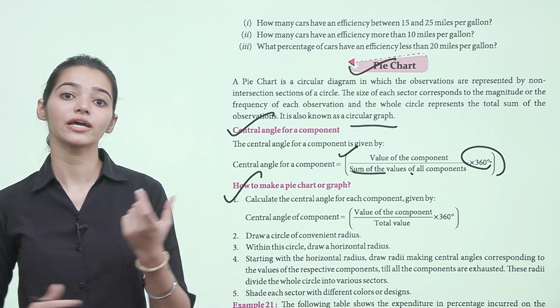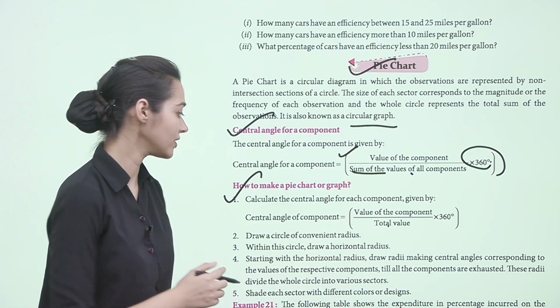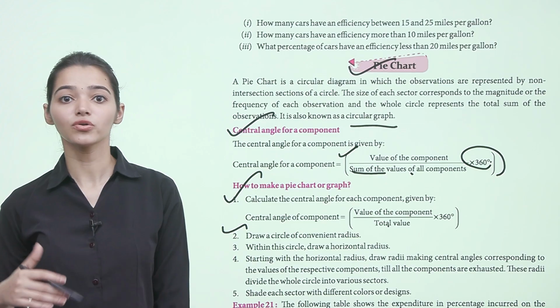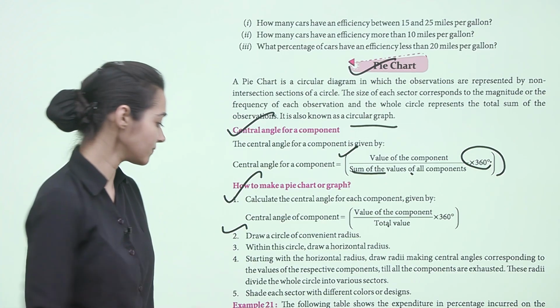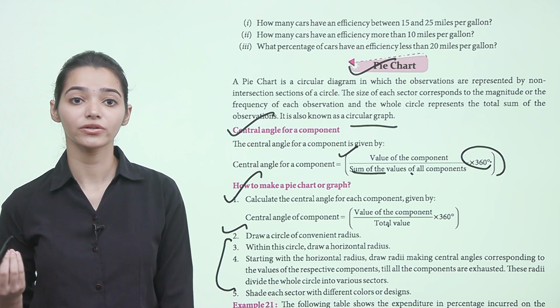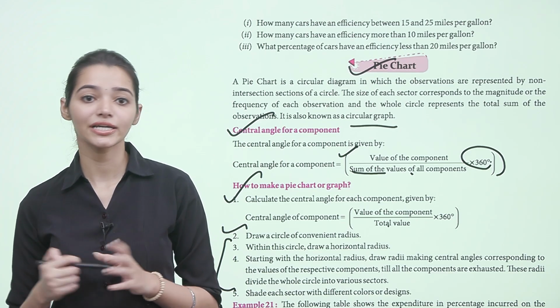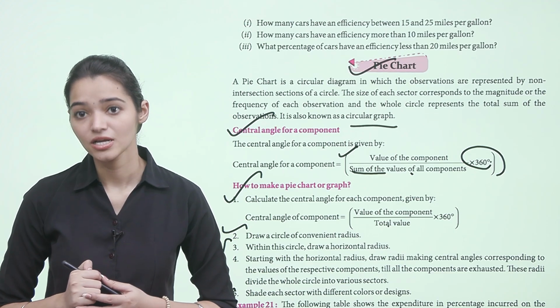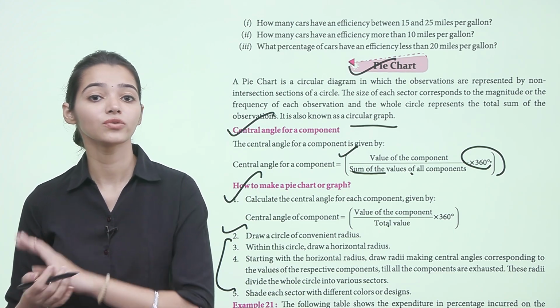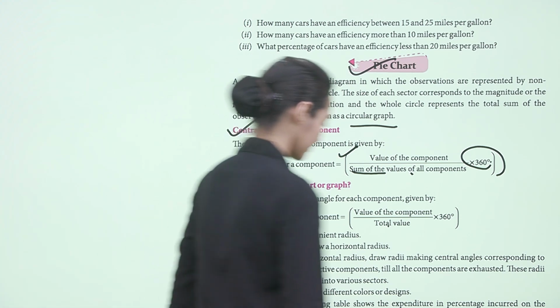Firstly we calculate the central angle for each component. The central angle of the component is given by the formula we have just discussed earlier. Then we will draw a circle of convenient radius. Then within this circle we will draw a horizontal radius. Starting with the horizontal radius we will draw radii, making angles corresponding to the values of the components. Now the radii divide the whole circle into various sectors, and we will shade each sector with different colors or designs.